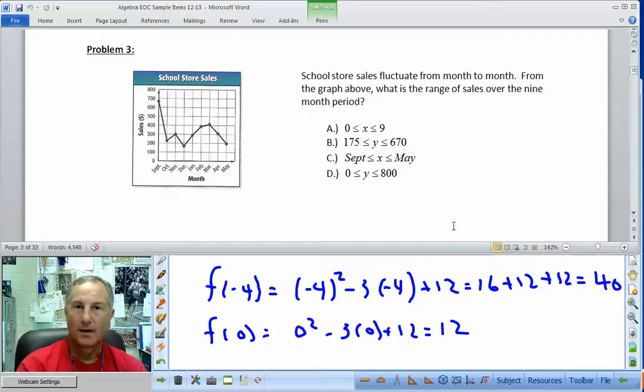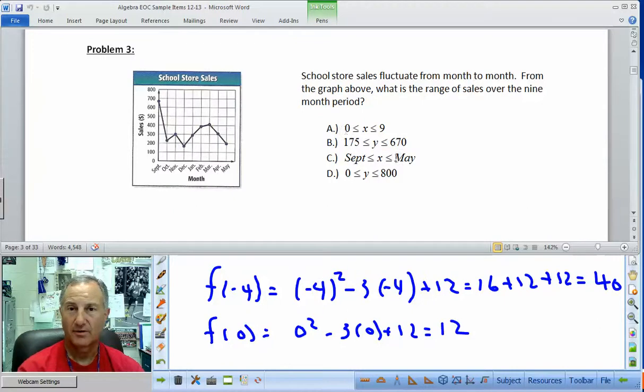Problem 3. School store sales fluctuate from month to month. From the graph above, what is the range of sales over the 9-month period? Well, range, so we're talking y value, and you can see sales are along the y here. Okay? It looks like on the bottom end, the least amount of sales they had is a little over 150. And the most they had is a little bit more than 650. So which one meets that?